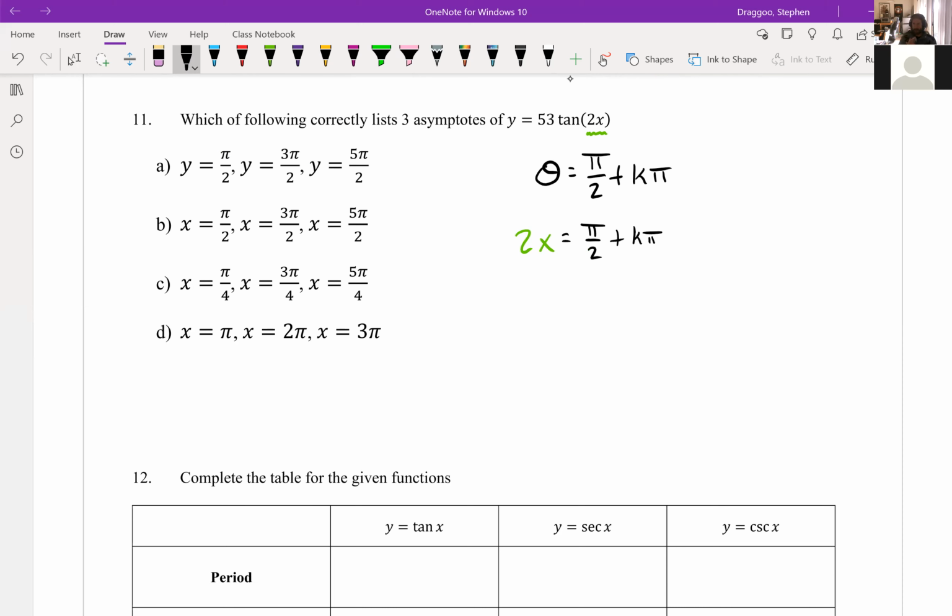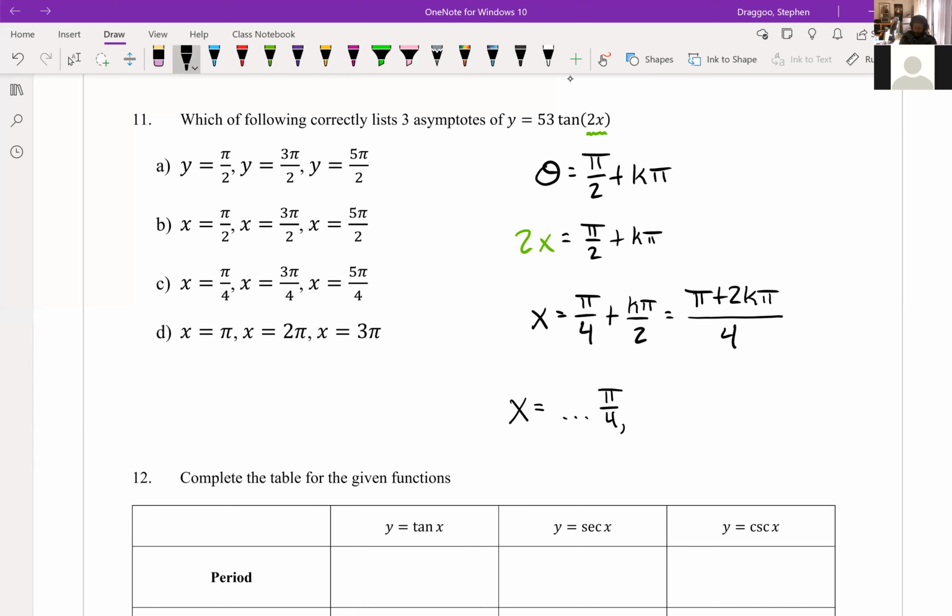Next, I just want to set my angle, the thing that I'm plugging into tangent, the interior of tangent, which is 2x. I want to set that equal to pi over 2 plus k pi. Solve the thing for x. I get pi over 4 plus k pi over 2, or if I get a common denominator for that thing, pi plus 2k pi over 4. Meaning, if I just construct a sequence here, my asymptotes should be pi over 4.